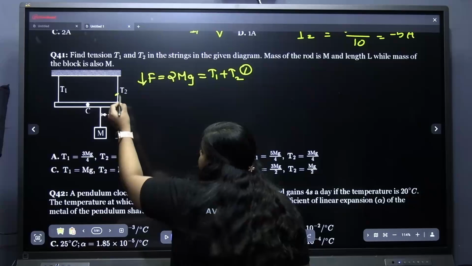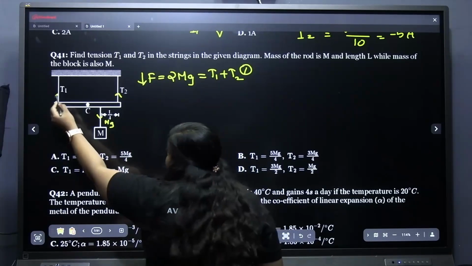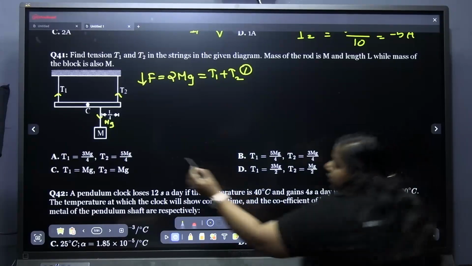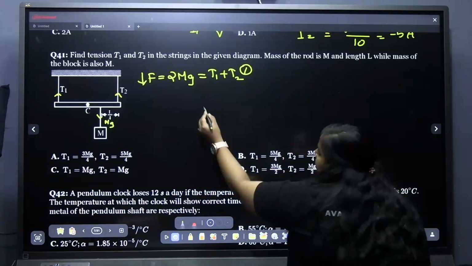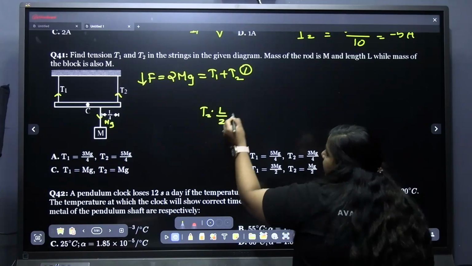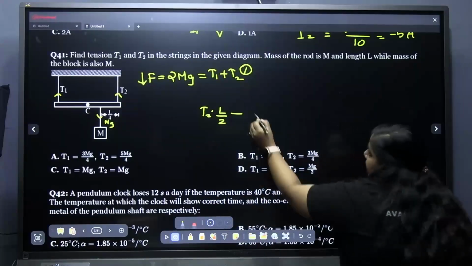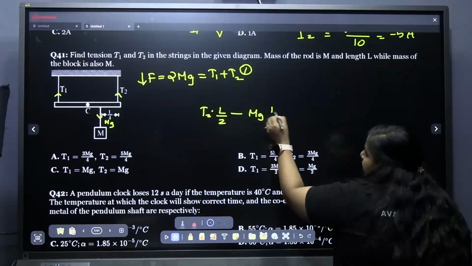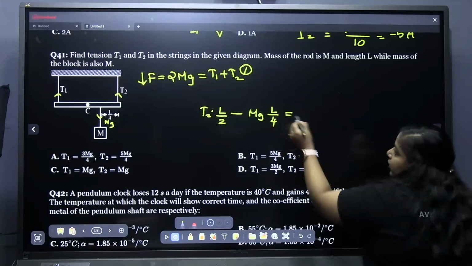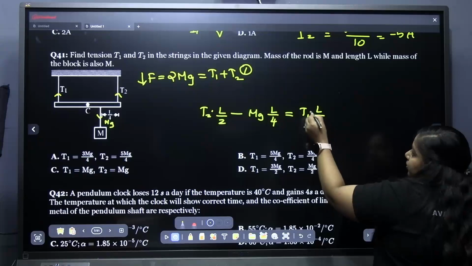Now T1 is in this direction. Here mg is acting in this direction. T2 is in the upward direction again. So torque on this side will be T2 into L by 2, minus, since T2 is upward, downward should be minus mg into L by 4.